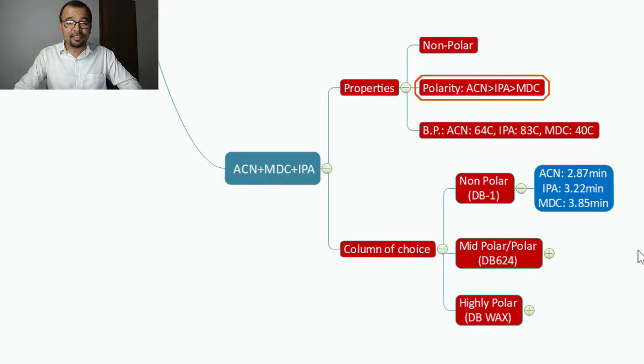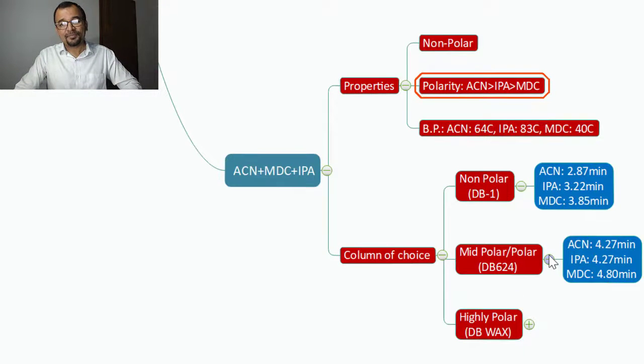And let us understand now what is the retention order for these three compounds. ACN 4.27, IPA 4.27, MDC 4.80. So can you see that there is a poor resolution observed between ACN and IPA? Right? There is not much selectivity observed between ACN and IPA for the mid-polar compounds. Sorry, for the mid-polar columns like Db624. Now let us understand what is going to happen in case you use the highly polar column like DB-WAX.